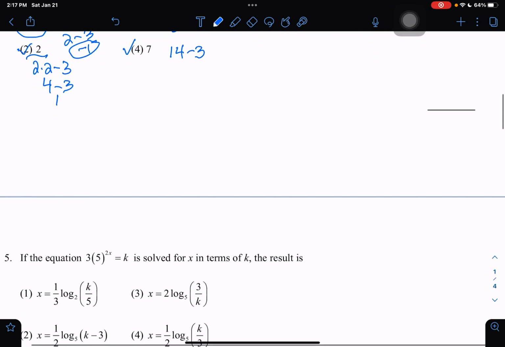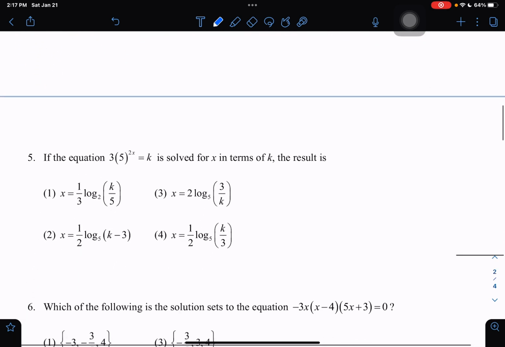The next page. So the first thing we should always do is isolate the exponent, right? So I can move this 3 over. If you had something added to it, you would subtract it. You would undo addition and subtraction, and then undo multiplication and division. So I would divide both of those by 3. Now I have 5 to the 2x power is equal to k over 3.